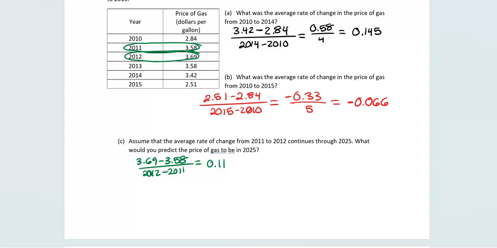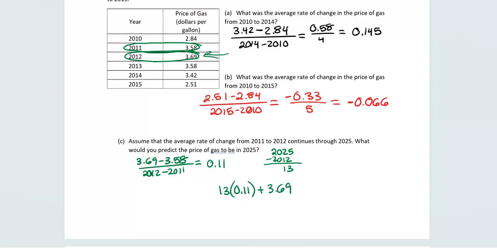So how many years are between 2012 and 2025? Well, let's do the math. 2025 minus 2012 ends up being 13 years. So that means we're going to take 13 and multiply it by 0.11 because that's how many times it's going to increase by 11 cents. So 13 times 0.11. And then we're going to add our original number, which was, and we're going to say we're going to lift off at 2012, 3.69, so that's $3.69. So it's increasing by 11 cents for a total of 13 years, once a year. And then we're adding it to our initial value because that's where we left off.